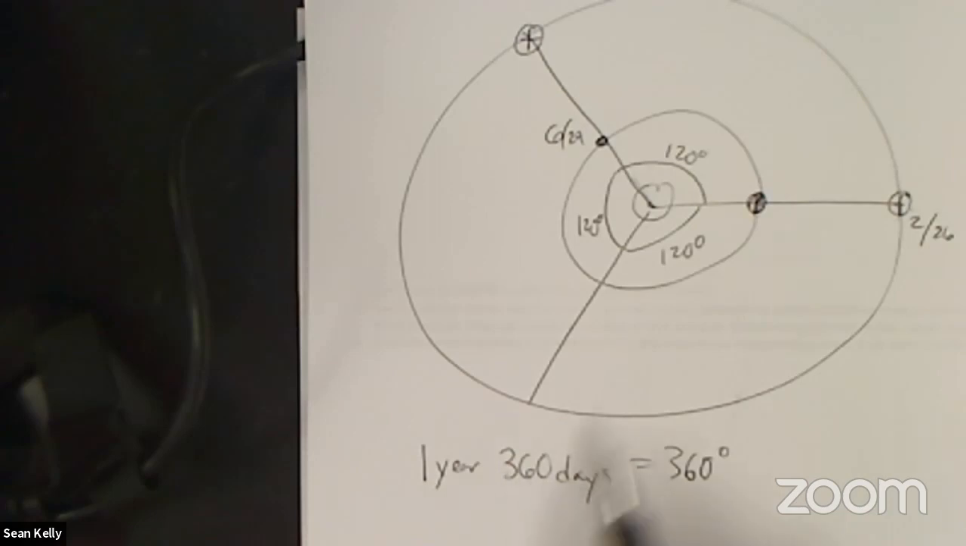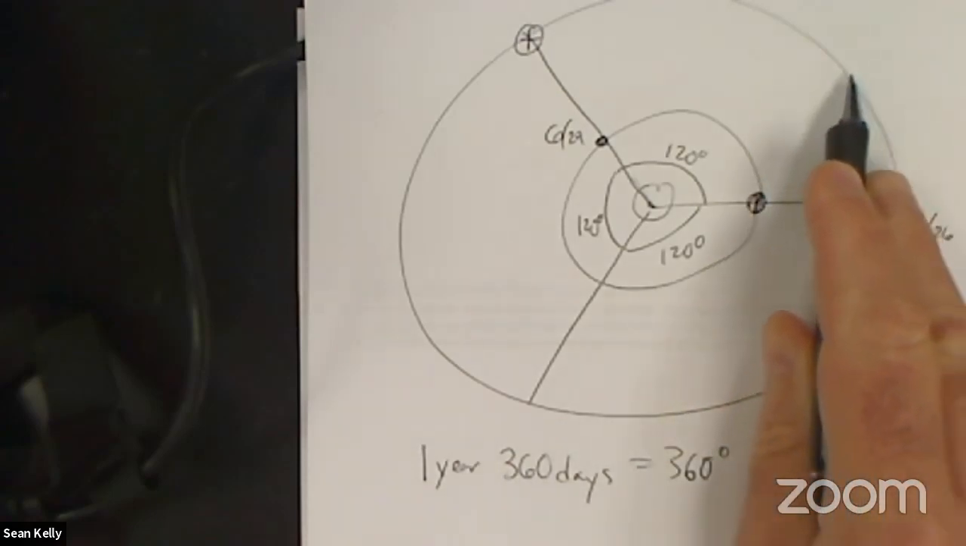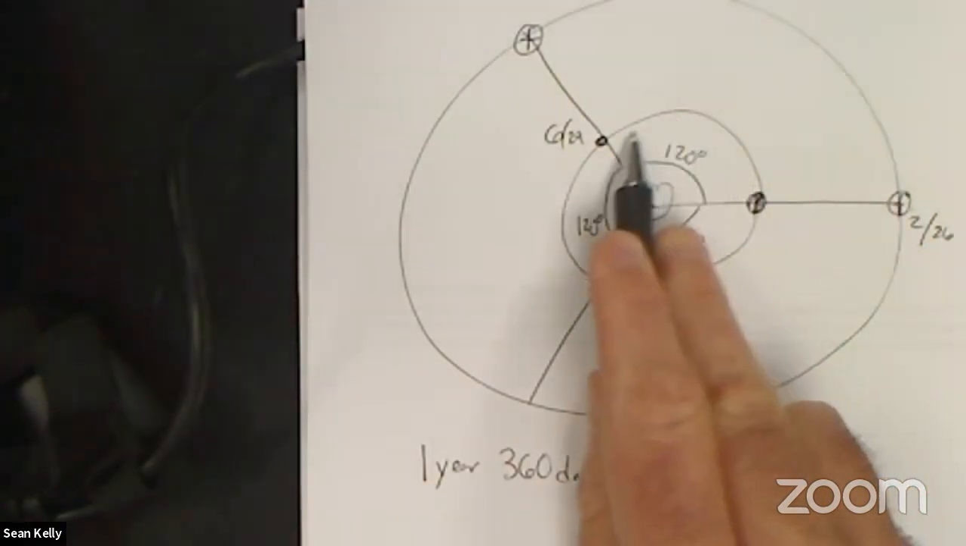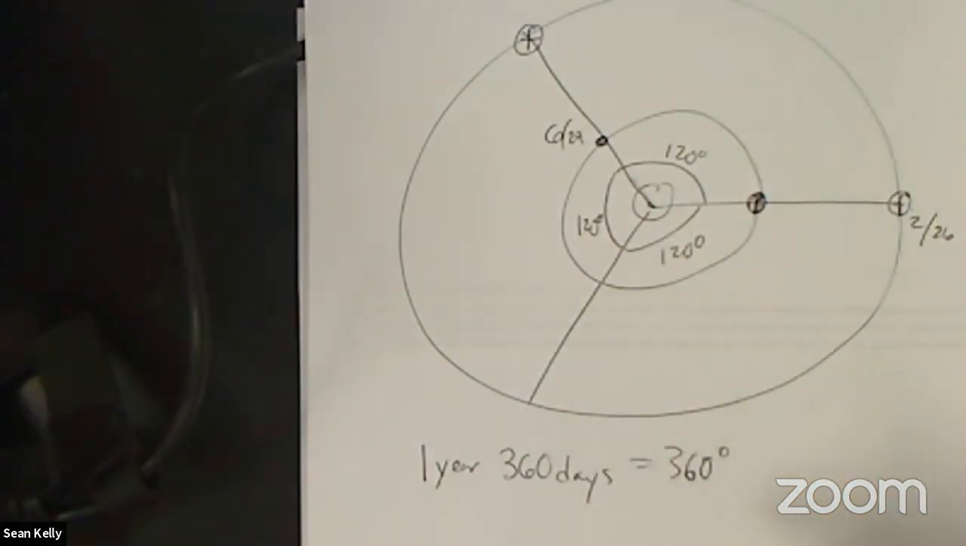1 day, 1 degree. Every day is 1 degree. So in 4 months, the Earth goes 120 degrees. Are you with me?